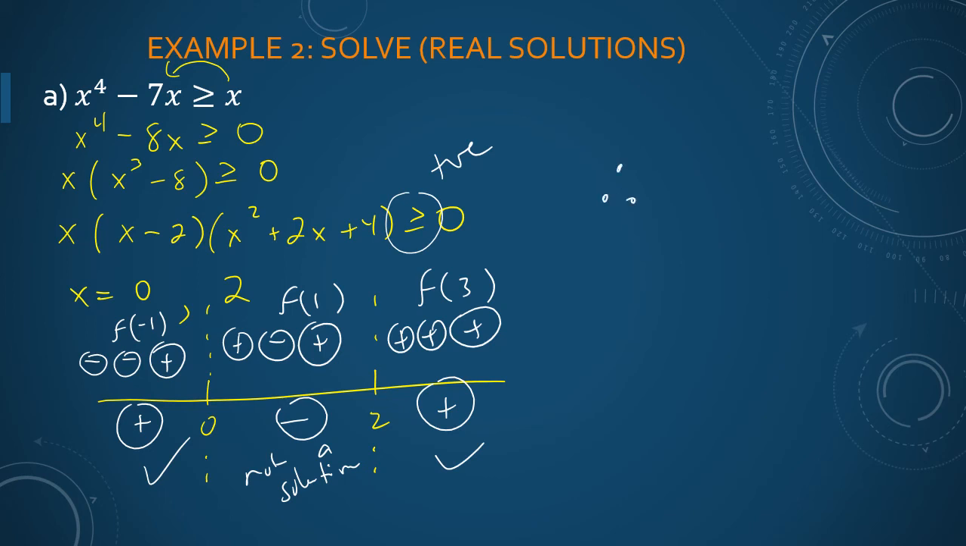Therefore, from negative infinity to 0, remember infinities always get circular brackets. Now since this is a greater than or equal to, this gets a square bracket. And from 2 to infinity, infinity gets a circular bracket, 2 gets a square bracket because it can also be equal to 0.